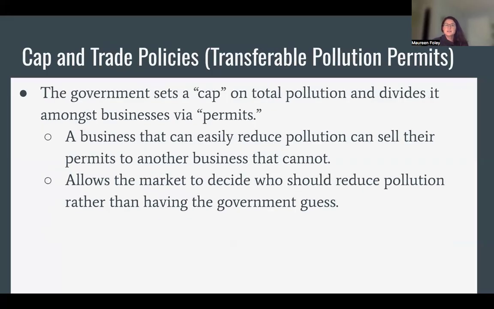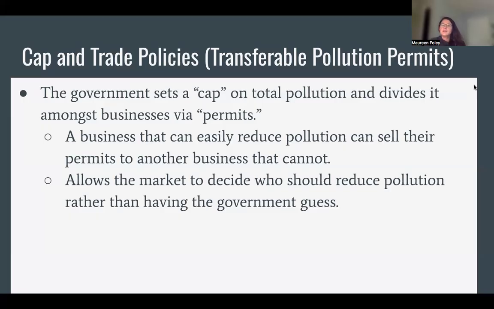Now, the third type of policy is called a cap and trade policy, or transferable pollution permits. This is when the government decides on a cap on total pollution. So they say that for all industries, we only want, let's say, X amount of carbon dioxide to be produced. They take that total amount of pollution that they don't want to go above, and they divide it amongst businesses by giving them permits to pollute a certain amount.